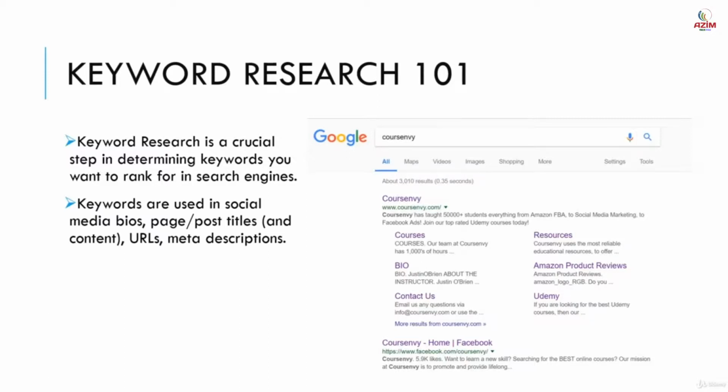Then if you want to dig deeper, you can see the keywords I'm targeting to rank organically for via the meta description below that page title. Quickly scanning it: Amazon FBA, big keyword, social media marketing, Facebook ads, and so on.